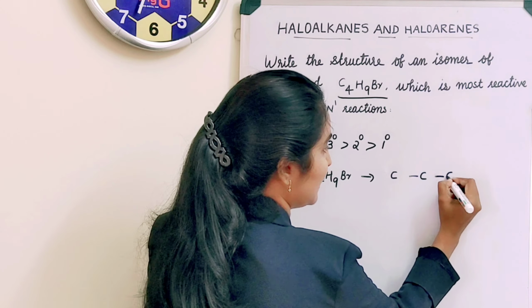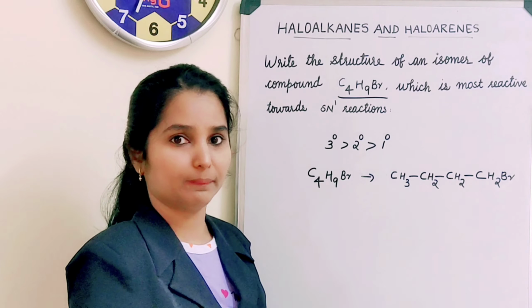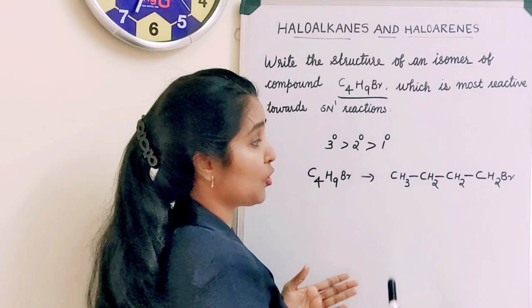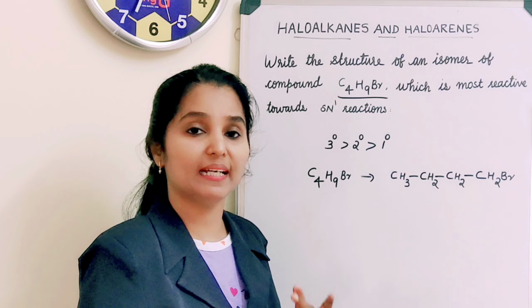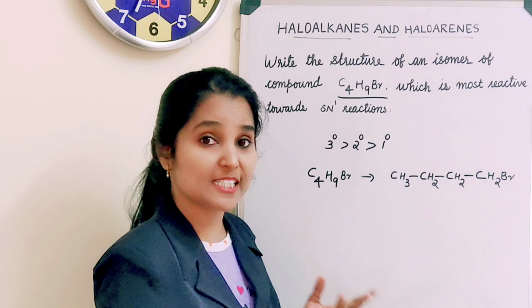We all know what C4H9Br is. So just give this CH3, CH2, CH2, CH3. So we have written C4H9, sorry, Br also we have to add here. So CH2Br. This is the compound given. Okay, and in this form you cannot think about this particular compound participating in an SN1 reaction.